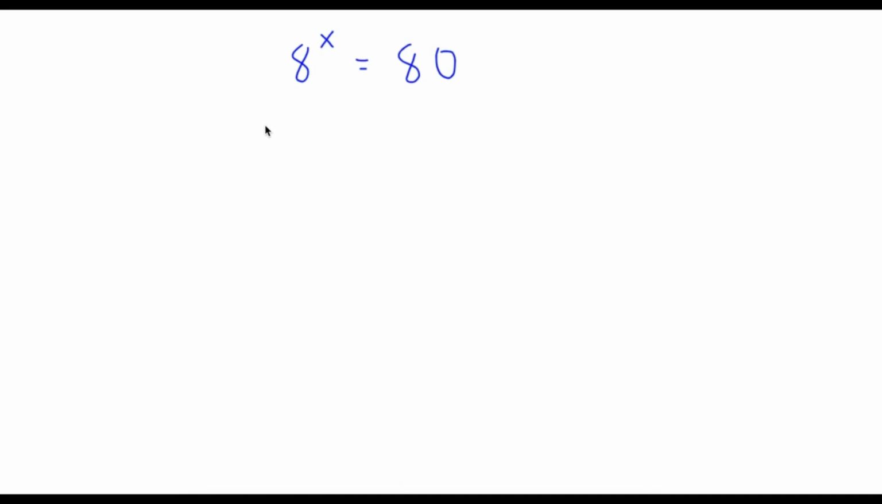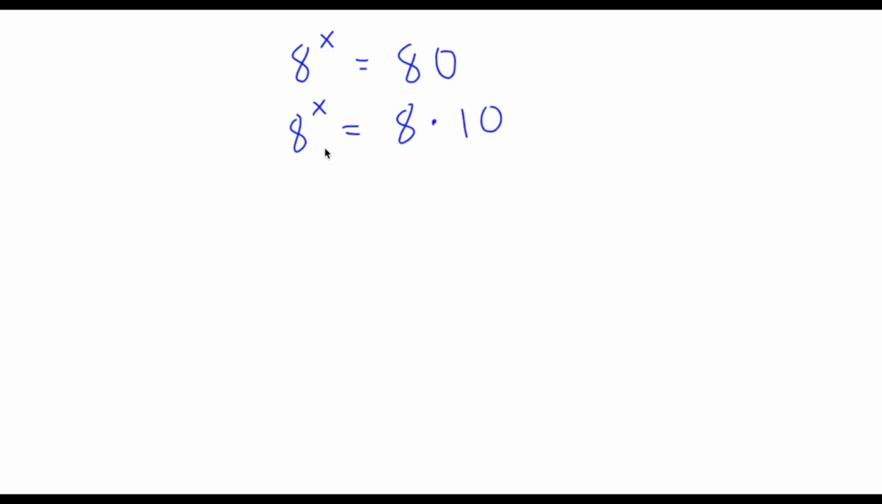In today's video, I'm going to be teaching you guys how to solve this exponential equation. So we have 8 to the power of x is equal to 80. Now, the first thing I'm going to do is I'm going to rewrite 80 as 8 times 10. So we have 8 to the power of x is equal to 8 times 10.